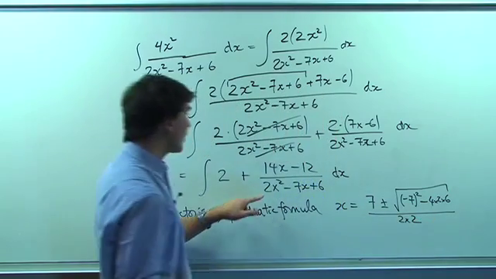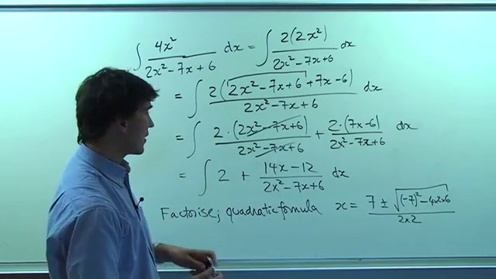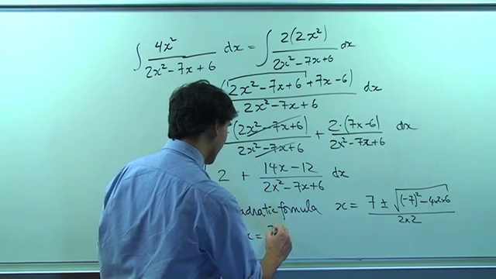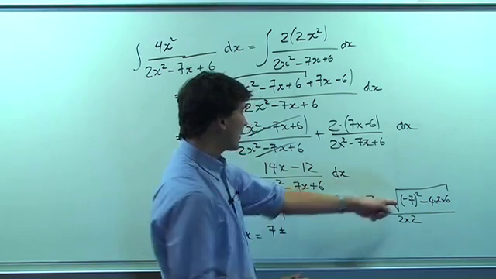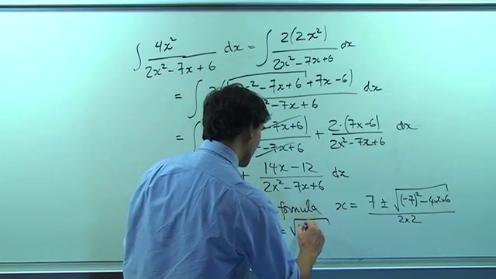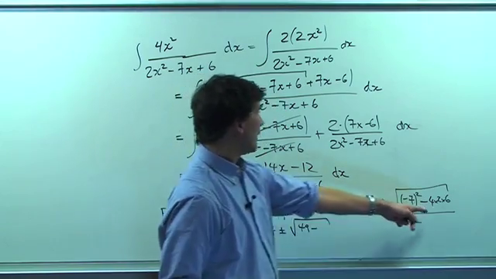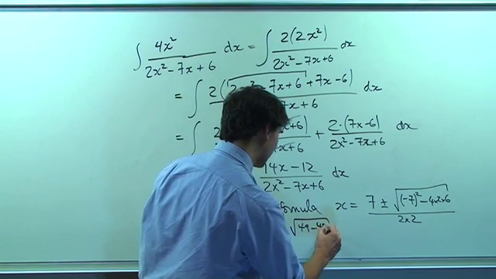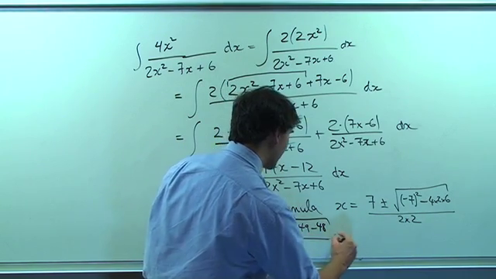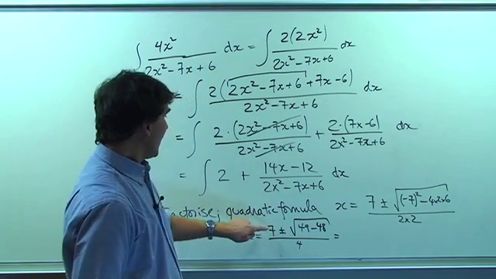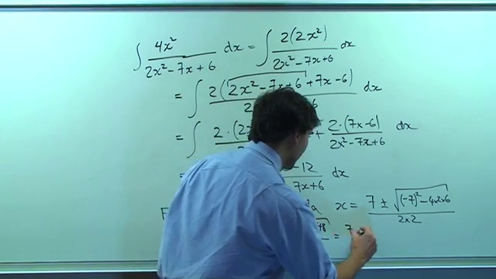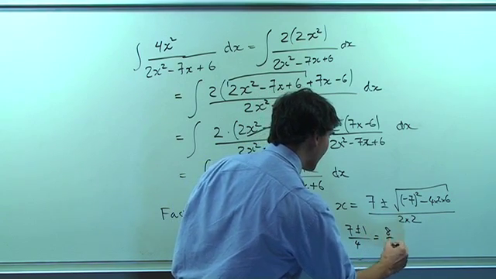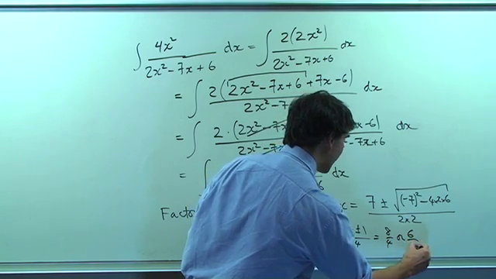So here what we're doing is we're putting the denominator equal to 0 to try and work out how to factorize it. Okay, so this gives us x is 7 plus or minus, what have we got here? It is the square root of 49 minus 4 times 2, which is 8, 8 times 6 is 48, all divided by 4. So that is 7 plus or minus 1 divided by 4. So that is either 8 over 4 or 6 over 4.